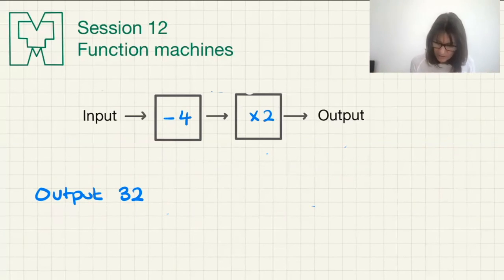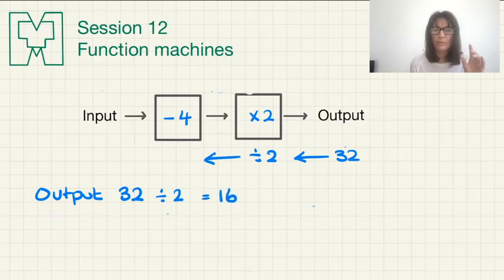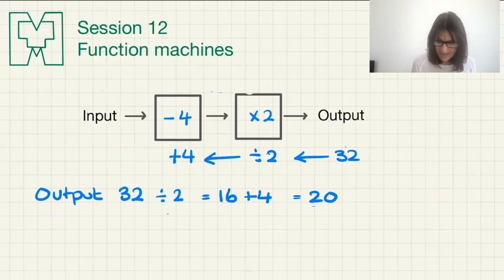So we're going to go backwards. 32 is hitting times 2. Well, that's now going to become divide by 2. So 32 divided by 2, I've got to half that, which is going to give me 16. Keep going, and I hit minus 4, but I've got to do the opposite. So I'm going to add 4. So I add 4, and 16 plus 4 is 20. Okay, I hope we're getting the idea of this.